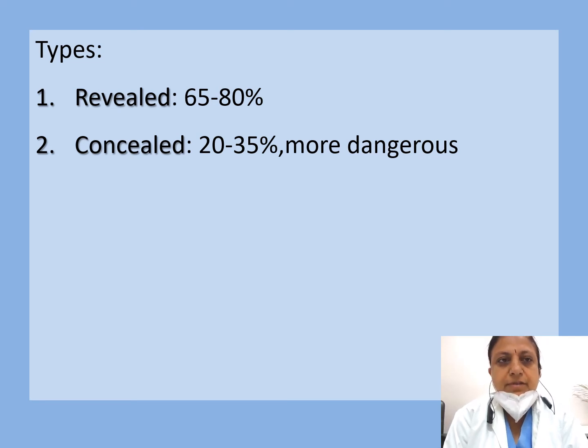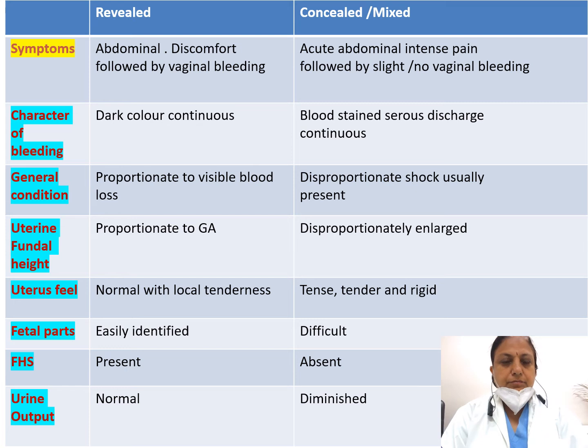The revealed variety is 65 to 80% and the concealed variety is 20 to 35%. But remember, though it is less common, the concealed variety is more dangerous as there is no blood seen outside, but the patient goes into hemorrhagic shock. So the concealed variety needs to be suspected even when there is no blood visible outside, but the patient is in shock and there are signs of fetal distress.